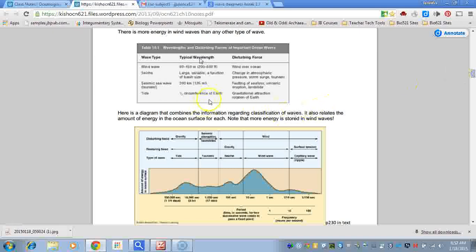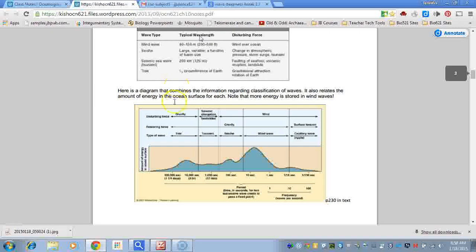And tides, typical wavelength, half the circumference of the Earth. So they have the longest wavelength of all of them. Their disturbing force is gravity, so the interactions between gravity of the Sun, Moon, and Earth, and the rotation of the Earth.